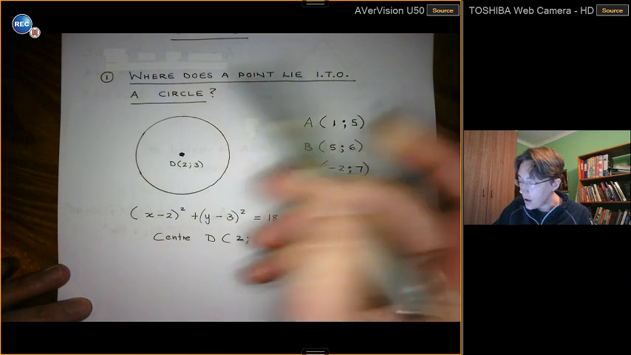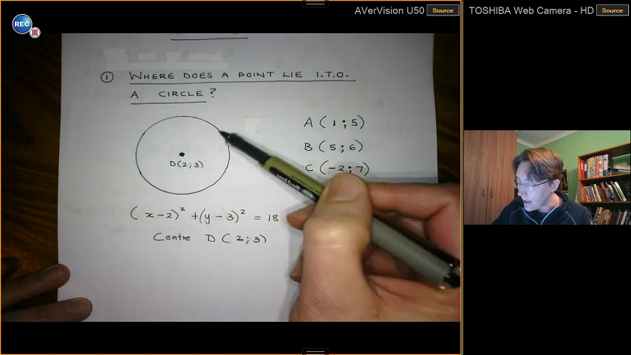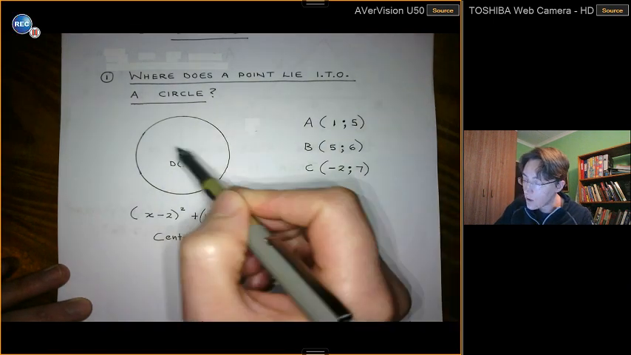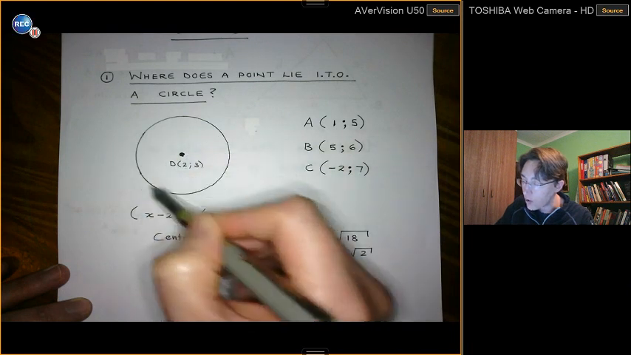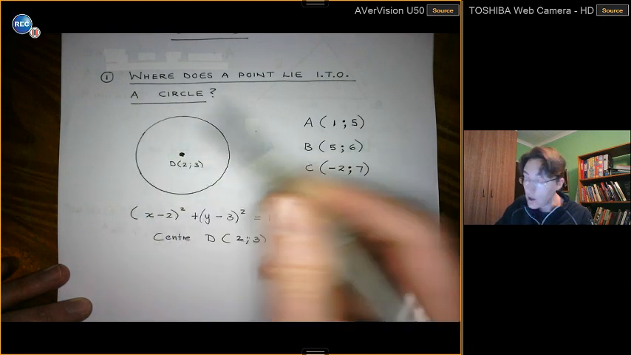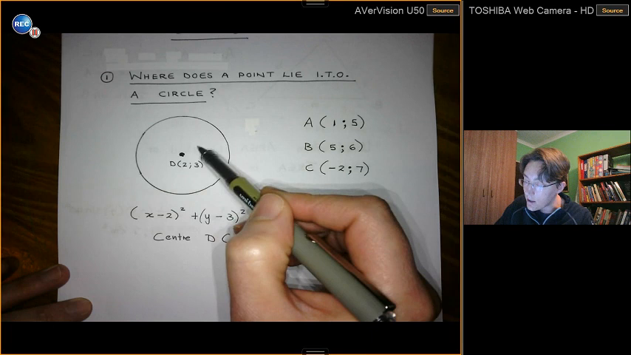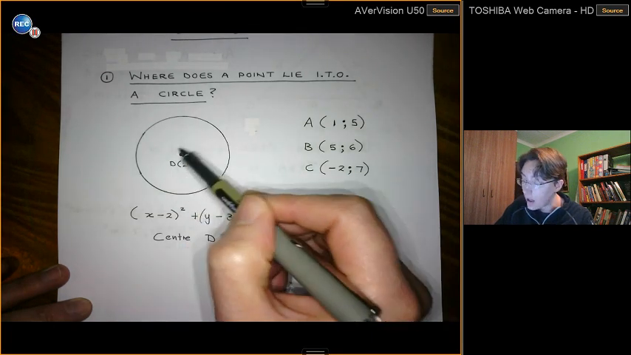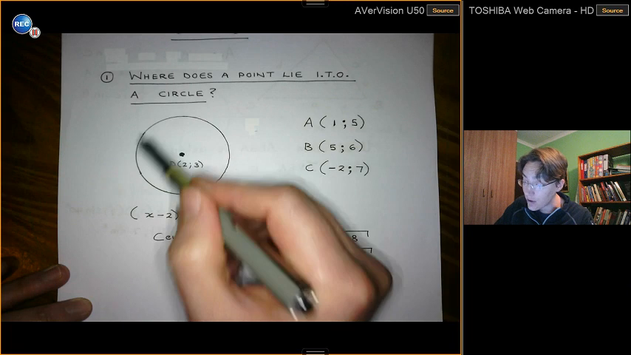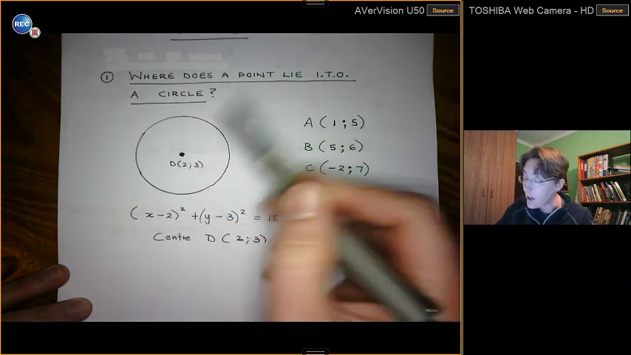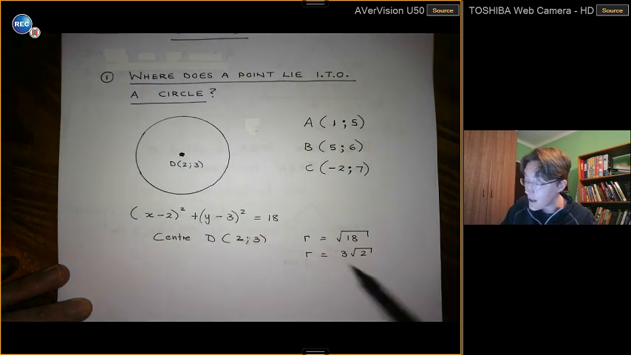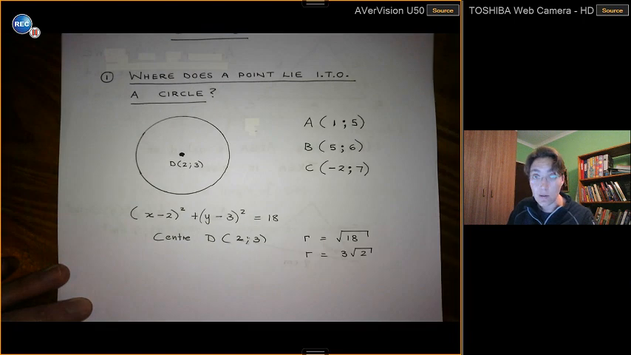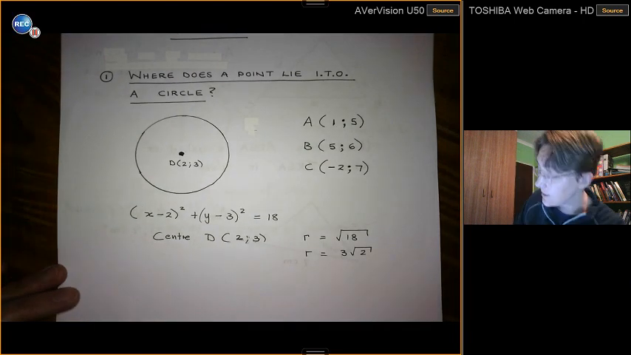So again, that point is exactly square root of 18 or 3 square root 2 units away from all the points on the circumference. So any point that has a smaller distance than that radius is inside the circle. Any point that has the same distance must be on the circumference of the circle, and any point that has a bigger distance than that is going to be outside the circle. So let's quickly work out these distances.